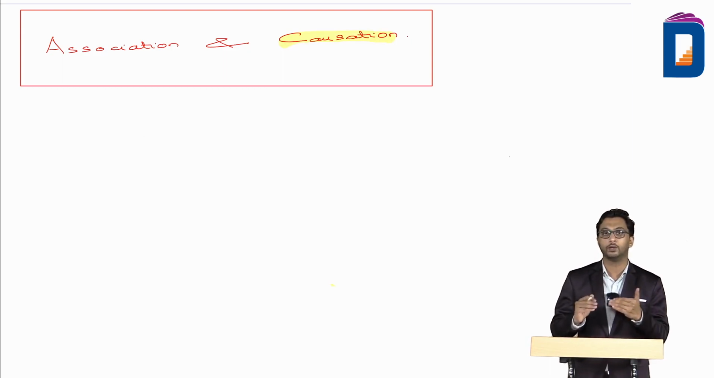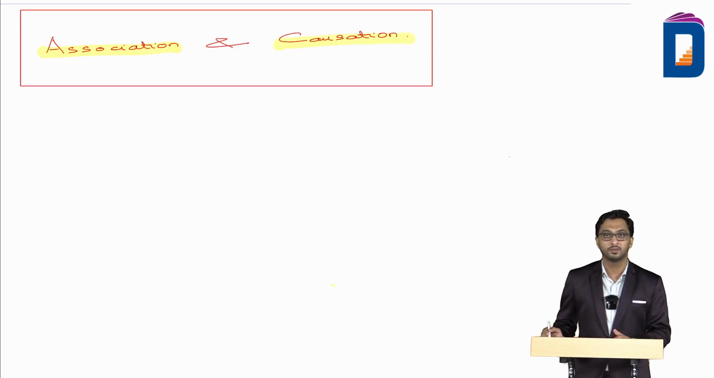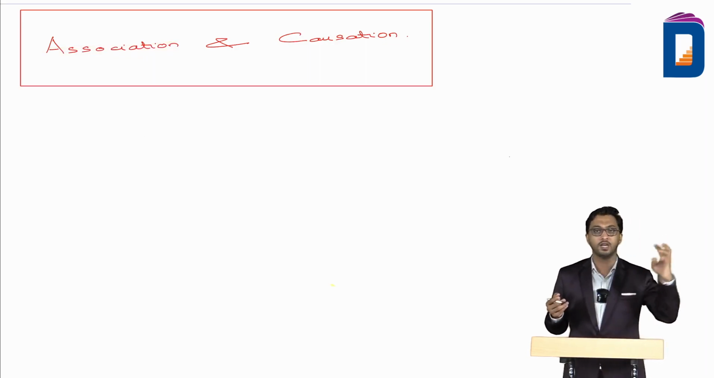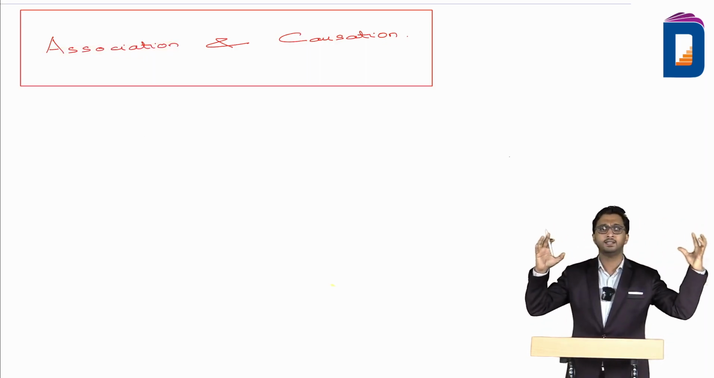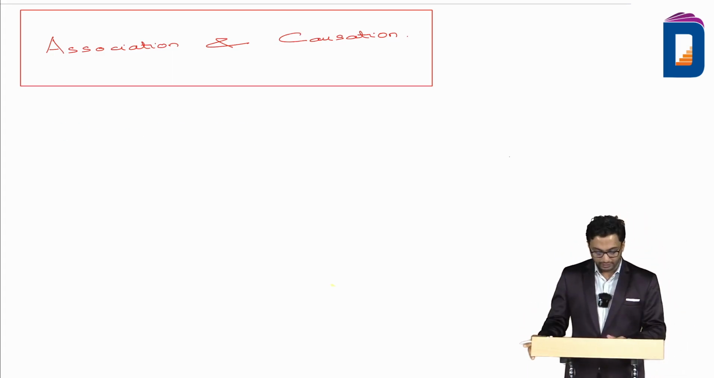We have to find out the cause for a disease, or I would say the association of the cause with the disease. That is what the concept of association and causation is. The association between cause and disease is what we are going to study, and that's what epidemiology is all about. So let us see what it is.